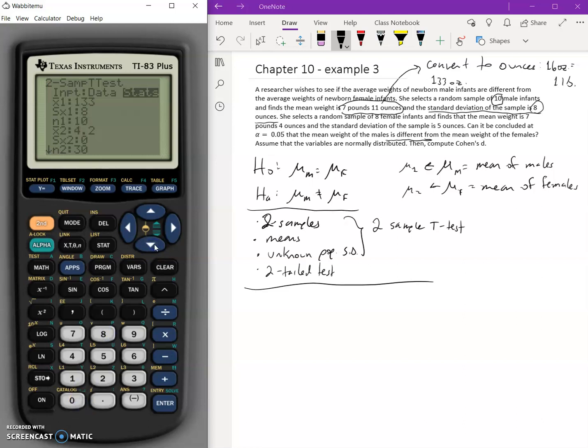We go down to the second group. So now we have 7 pounds 4 ounces, standard deviation of 5, and there were 8 females. So again, doing the math of converting this will be 116 ounces. So we have 116 ounces.